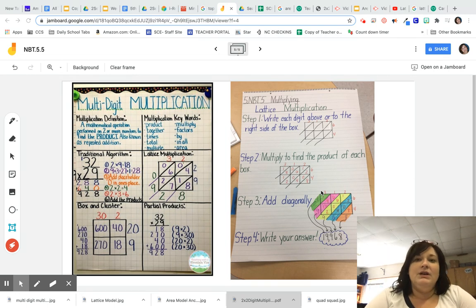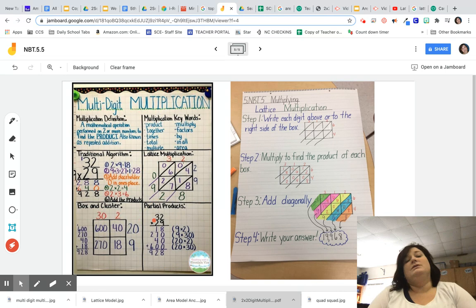So if you look at the left hand side of the screen, I've put an anchor chart there, and it is the four different types of multiplication. So you have the traditional, or what they call standard algorithm here. And then you have the lattice model, which is what we're going to learn in the next couple days. They call it box or cluster on this, but this is area model that we covered for a few days this week. And then the partial product model here.